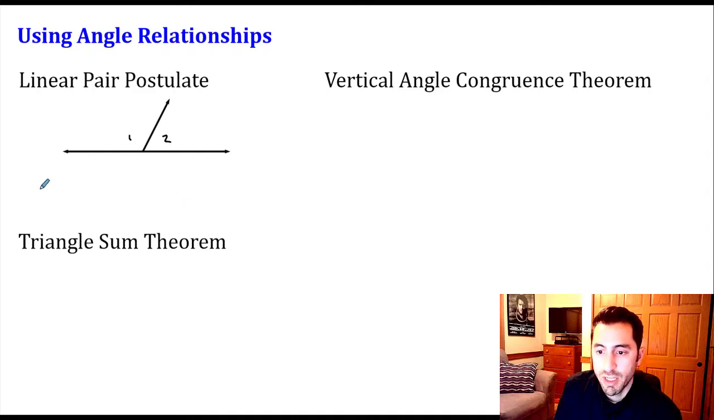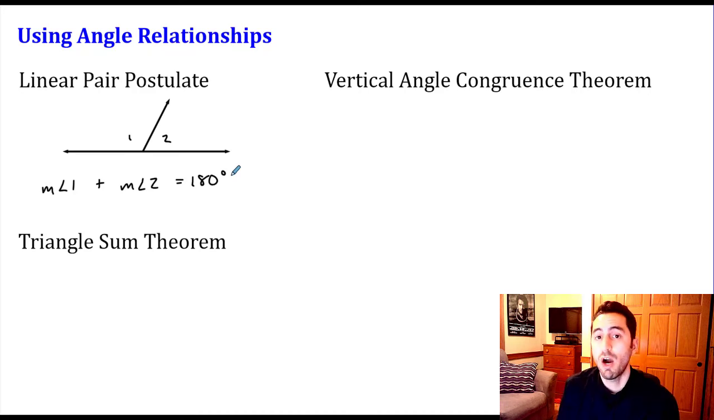Now this postulate says that if angle 1 and angle 2 form a linear pair, then the measure of angle 1 plus the measure of angle 2 is equal to 180 degrees because they are supplements. So this is the postulate that says that this is true. If I'm working with some angles and I need to justify how I know the angles add up to 180, this is one of the reasons I can use.